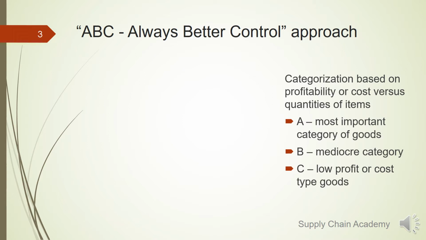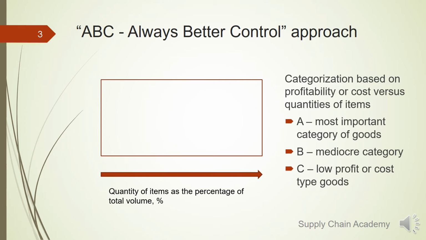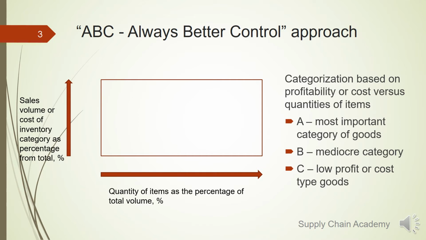So why do we mention profitability or cost? Because some companies use items for internal reasons, and some companies are retailers. They're selling items to customers. That's why for retailers it's profitability, and for companies using goods internally it's the cost factor versus quantity of items. Let's review the graph. We have quantity of items as percentage of total volume, and sales volume or cost of inventory category as percentage of total.